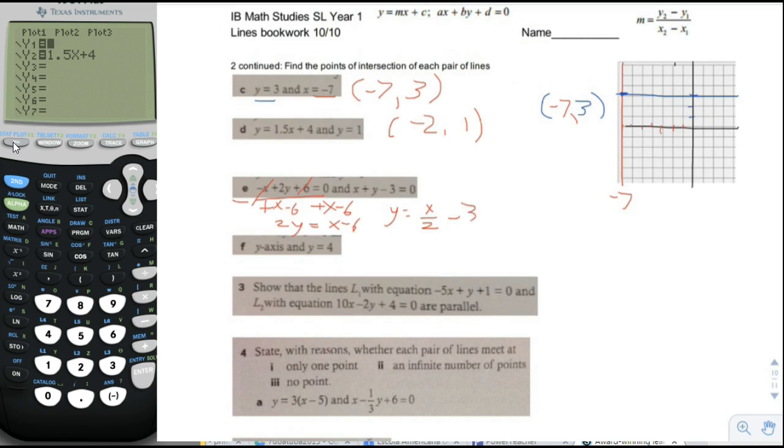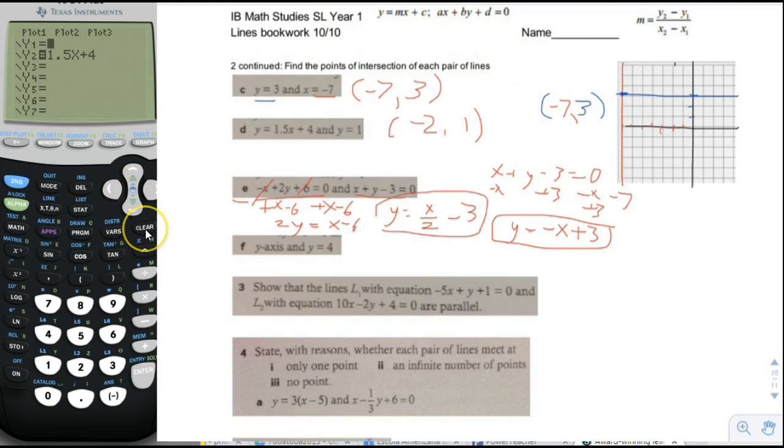Okay? What about this other one here? x plus y minus 3 equals 0. Here we're going to subtract x from both sides, and we're going to add 3 to both sides, and we'll get y equals negative x plus 3. So we have two equations. We have this one and this one, and then we just need to find the intersection. So we just enter them in the calculator. One of them is going to be x divided by 2 minus 3, and the other one is going to be negative x plus 3.